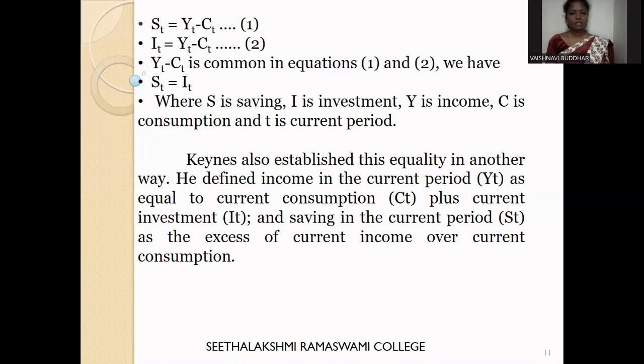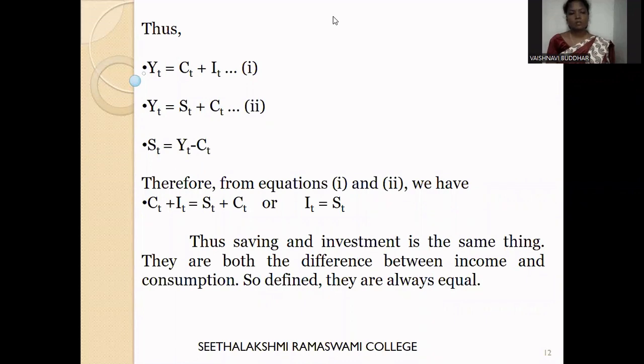He defined income in the current period as equal to current consumption plus current investment, and saving in the current period as the excess of current income over current consumption. So he has taken all those things at the current level because he wanted to explain the consumption, investment and income level. Therefore, current income is equal to current consumption plus current investment, according to equation 1. And according to equation 2, current income will be equal to current saving plus current consumption. So current saving is equal to current income minus current consumption.